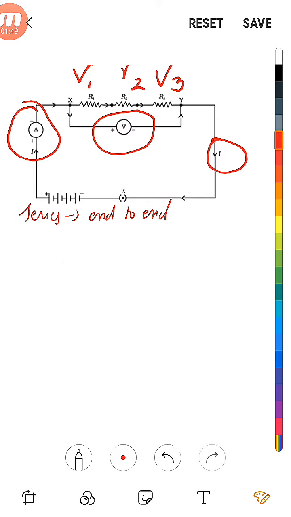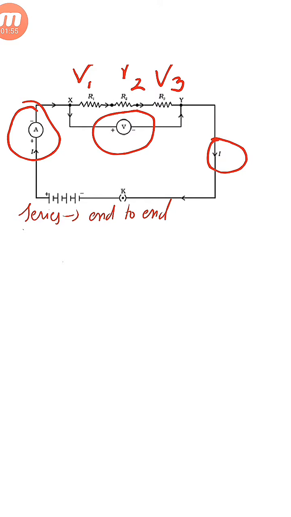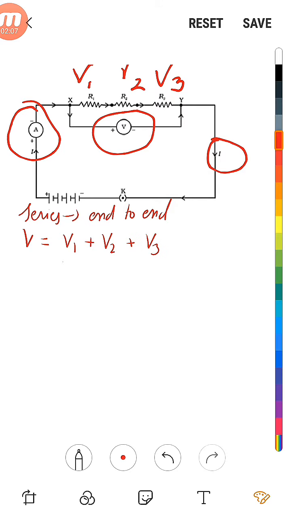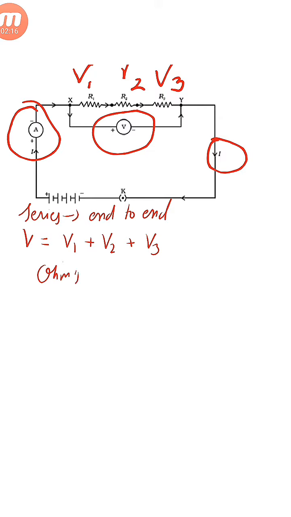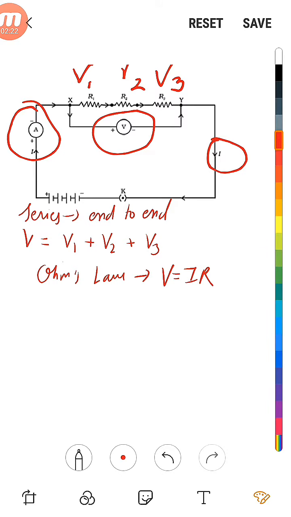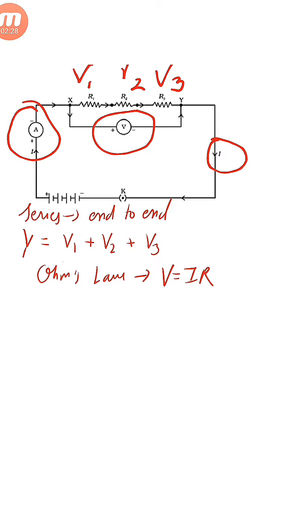Let the total potential difference be V. The total potential difference is the sum of the individual potential differences across R1, R2 and R3. So V equals V1 plus V2 plus V3. According to Ohm's law, V equals IR, potential difference equals current times resistance. So in place of V we can write IR.